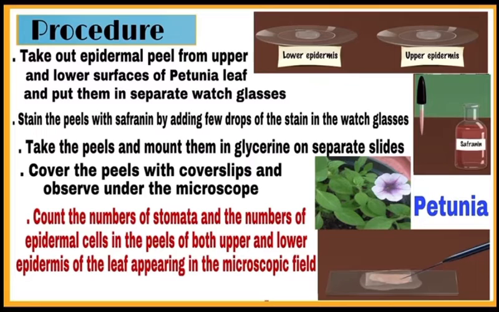Then cover the peels with cover slips and observe them under the microscope. Now count the numbers of stomata and the number of epidermal cells in the peels of both upper and lower epidermis of the leaf appearing in the microscopic field.